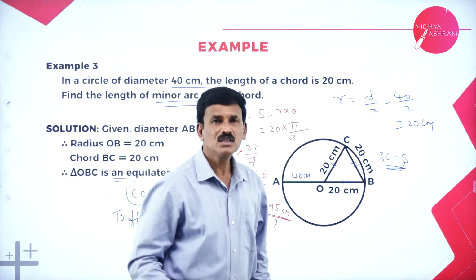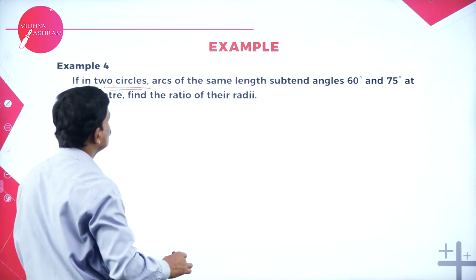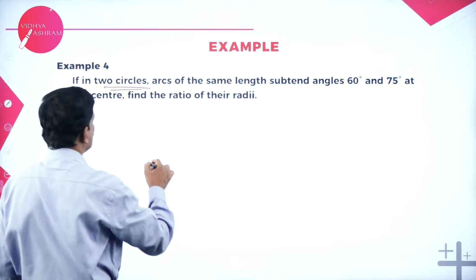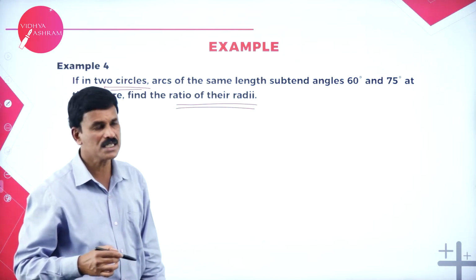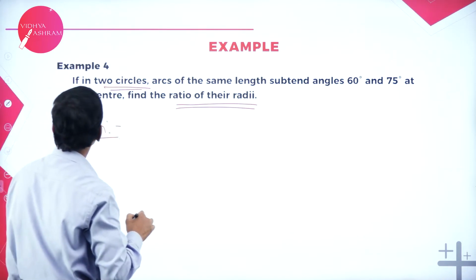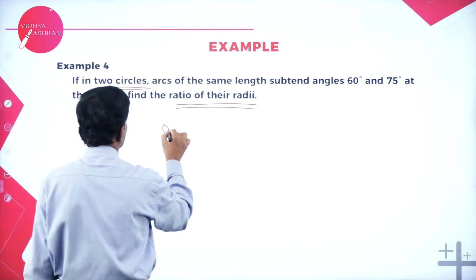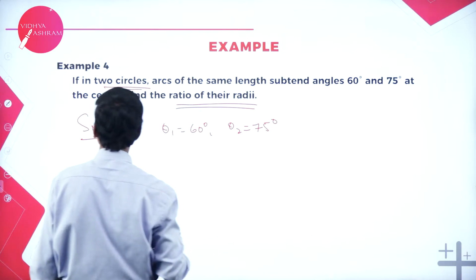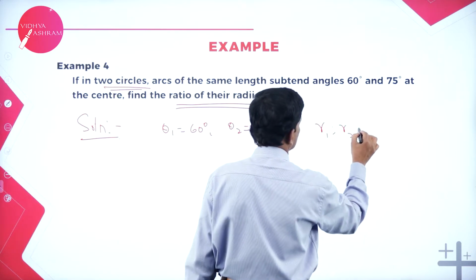Okay, hope you followed. Now, let us come to the next problem. There are two circles, and arcs of the same length subtend angles of 60 degrees and 75 degrees at the center. Find the ratio of their radii. The same type of problem we did in the last class. Let us consider what is given here. In two circles, arcs of the same length subtend angles theta 1 equal to 60 degrees and theta 2 equal to 75 degrees at the center. Find the ratio of their radii. R1 is to R2 is to be determined.